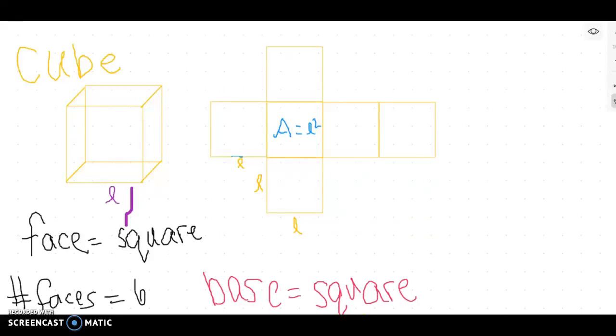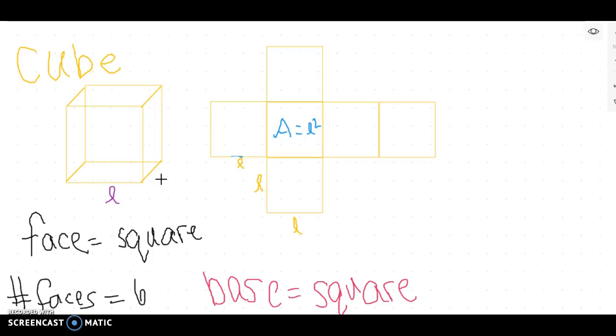Hi everyone, so I am going to be explaining the surface area formula for a cube. To get started, let's erase this little funky purple line there. So we have a cube here. This is what our cube looks like. And a cube is a three-dimensional figure with every face the shape of a square.